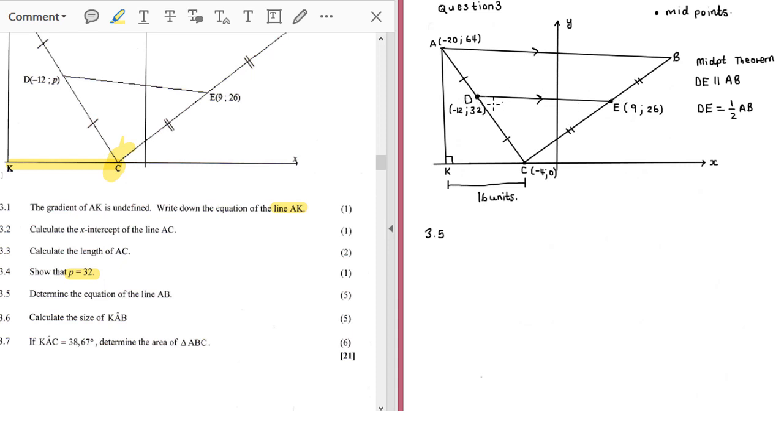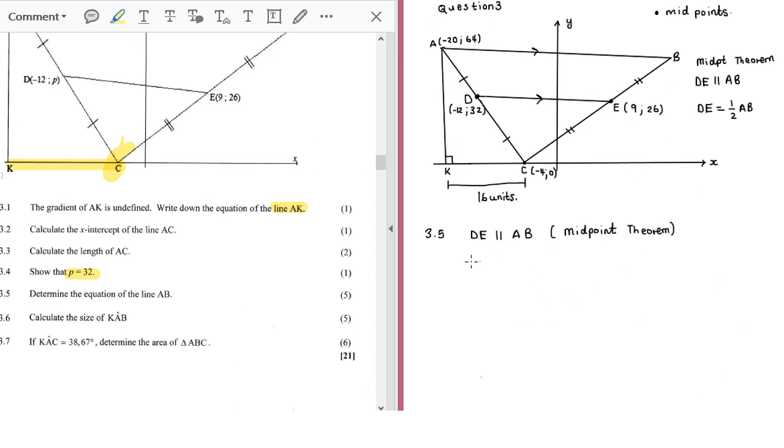E, right? So you can see that we can definitely calculate the gradient of the line DE, and because these two lines are parallel, those two gradients are going to be equal. Okay, so we are going to basically have to state all of these facts first, right? We are going to have to say that DE is parallel to AB, and our reason for this is exactly what we said, the midpoint theorem.